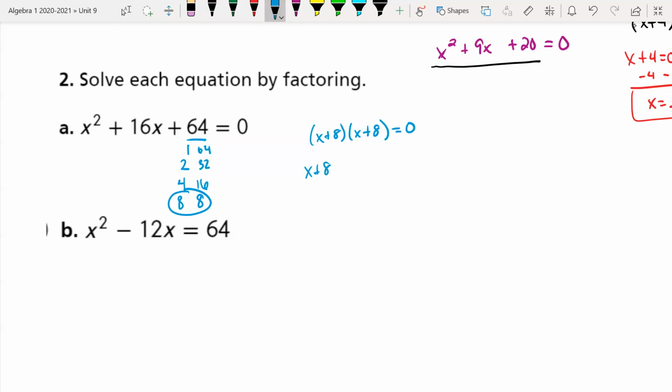I would set each one individually equal to 0. If you notice, you get the same answer. You get negative 8 on both of them. So you really only have to write it once. You don't have to write it twice. But I know it's got to be negative 8.